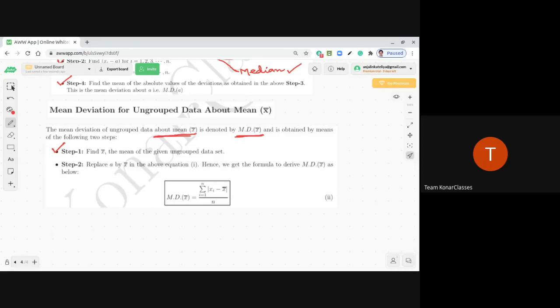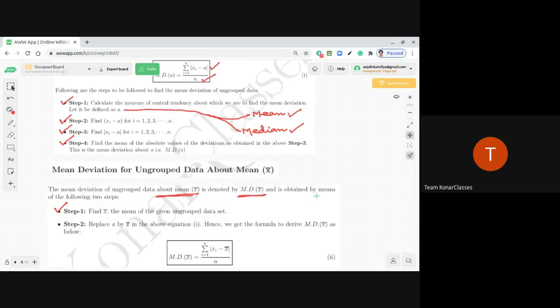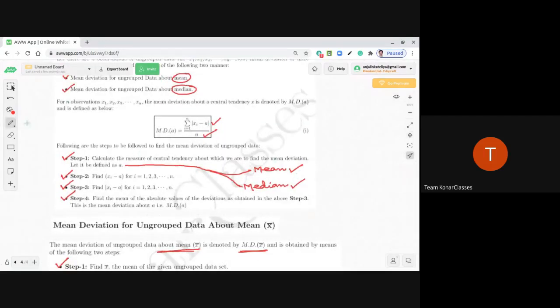You get X bar. So now replace A by X bar in the previous definition. That means, what was the previous definition? Now let me use a different color. This was the previous definition, right? So in this definition, what was there?